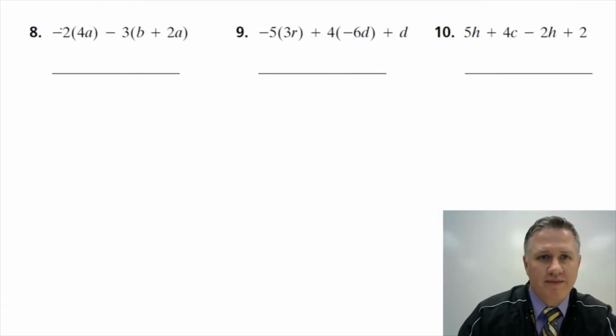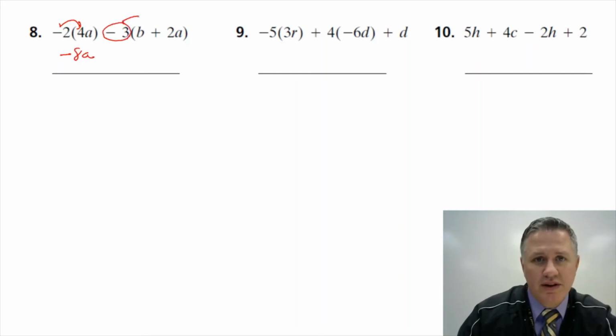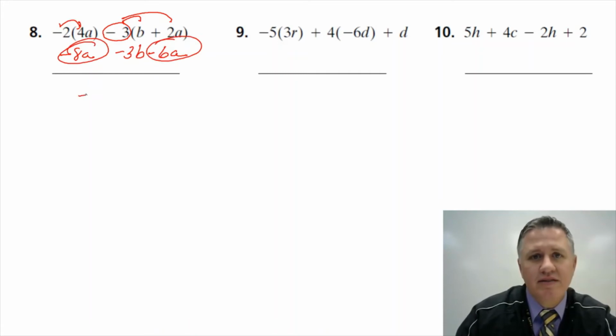All right, next one. We're going to distribute into one term here and get negative 8a. We're going to distribute, careful, the negative 3, and you get negative 3b minus 6a. And now we're going to combine like terms, the a's, right? Combine those a's to get negative 14a minus 3b.